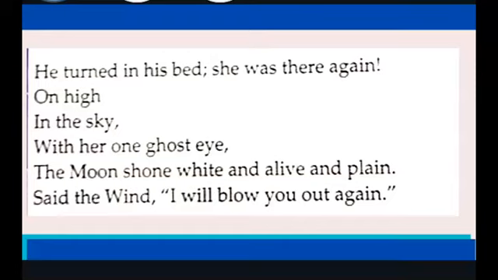Now what happened when the wind got up? Turned in his bed means when he got up, what did he discover? He discovered the moon was back there in the sky, and this time it was shining brightly, shining white and alive, means full of life. So now the wind says, I'll blow you out again.